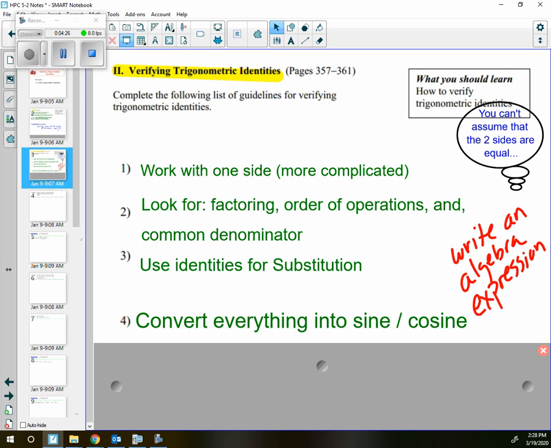And again, I'm going to add off to the side here, write an algebraic expression. So writing it as an algebra sentence. Sometimes just saying like x instead of cosine of x just helps you visualize what you might need to do.